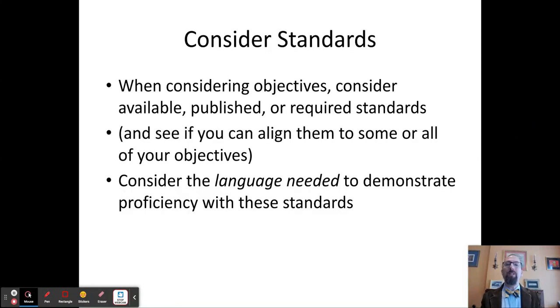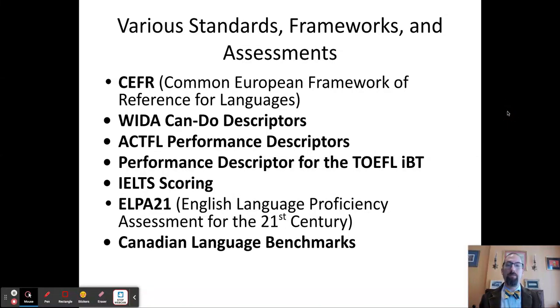So when you're doing this, consider different standards. What are the different available, published, or required standards that you need to look at? And then see if you can align your objectives to those standards. With that, then consider the language that's needed to demonstrate proficiency with these standards. That will help you when you are crafting your objectives.